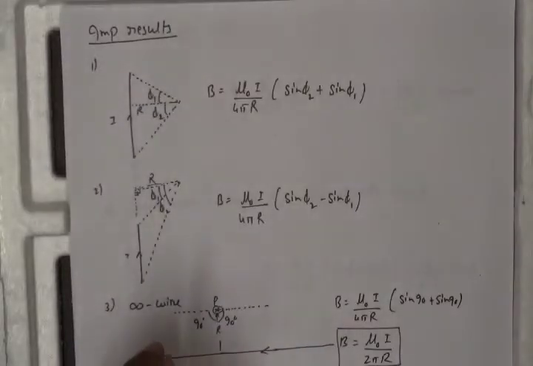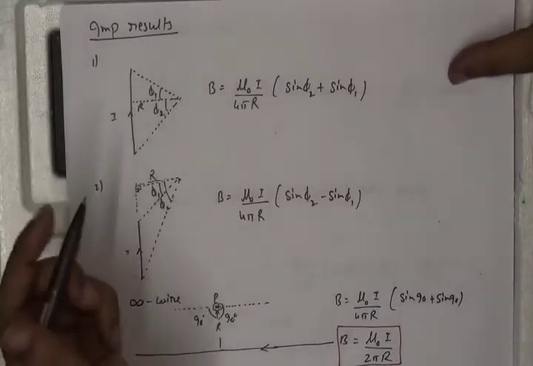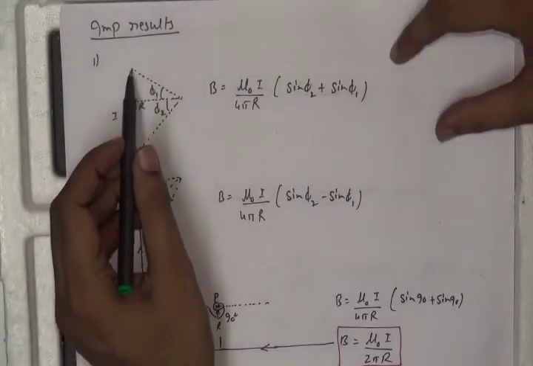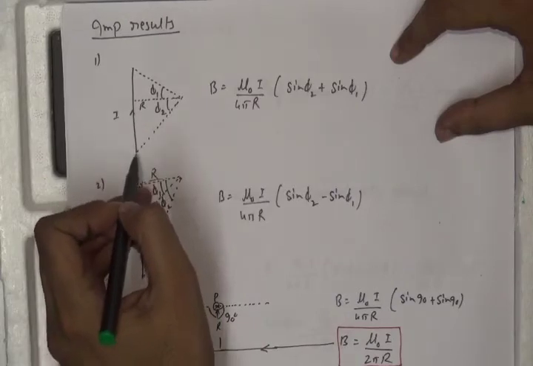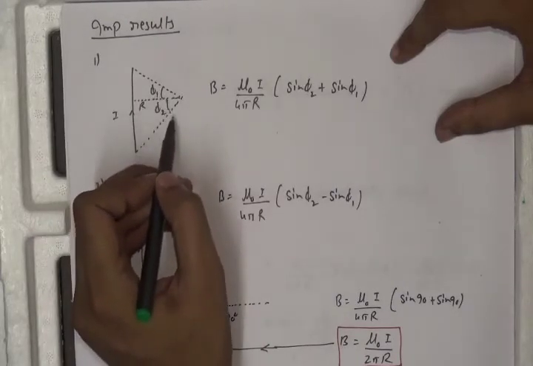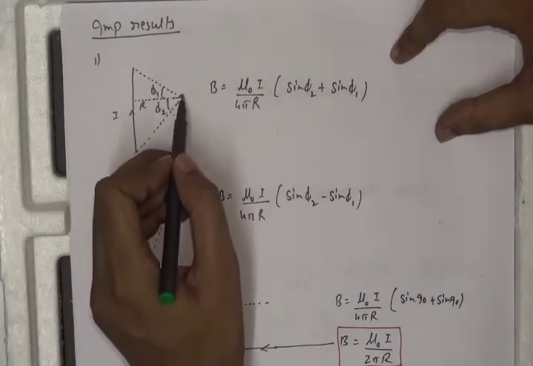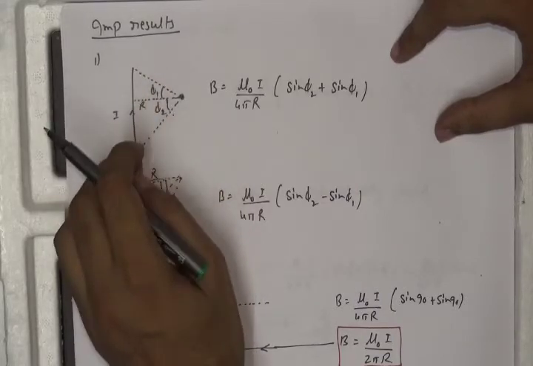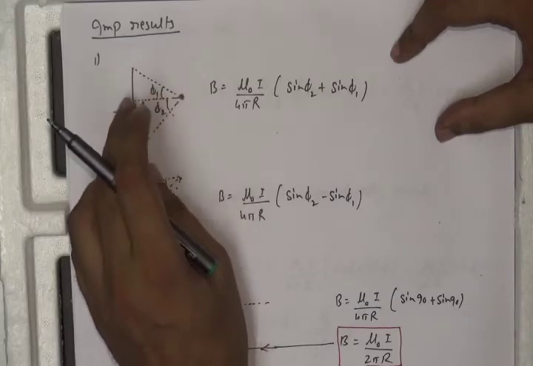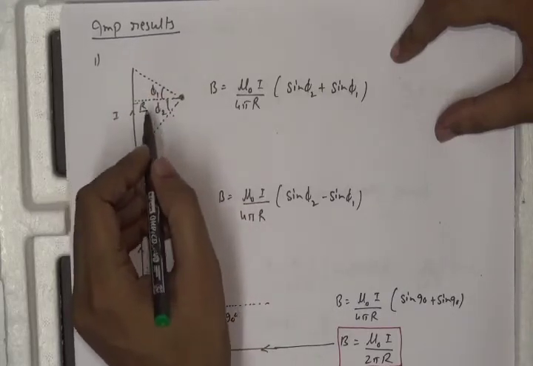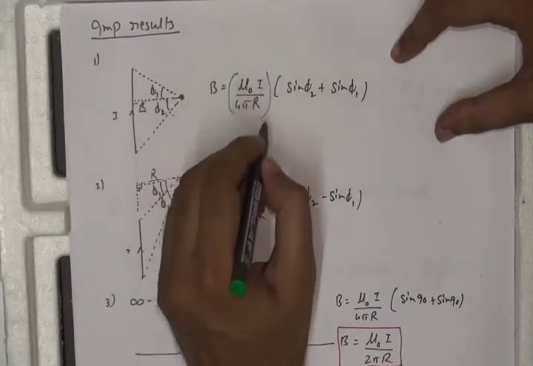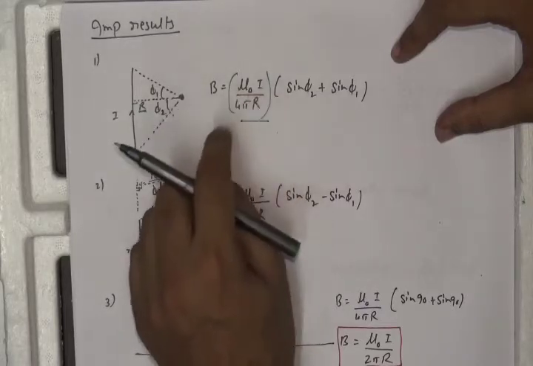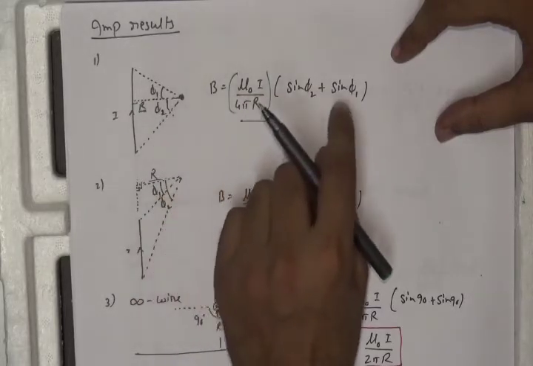So we have to discuss a few important results that come out from this formula. First and foremost, the simplest case: this is a finite size wire. This angle is phi 1, this angle is phi 2. We have to find the magnetic field at this point. The distance of this point from the wire, if I draw a perpendicular from this point to the wire, is R. Magnetic field at this point will simply be equal to mu naught I upon 4 pi R into sine phi 2 plus sine phi 1.